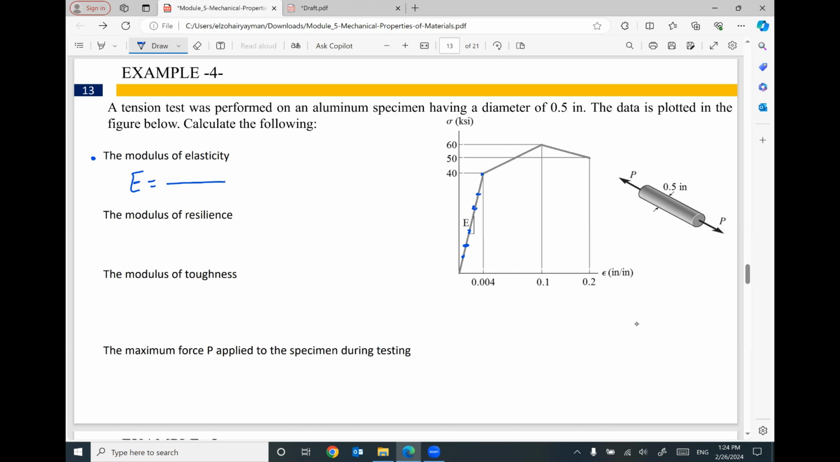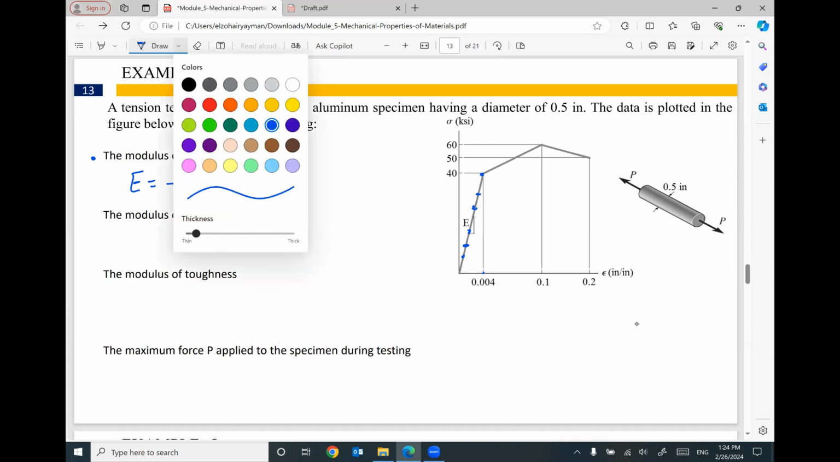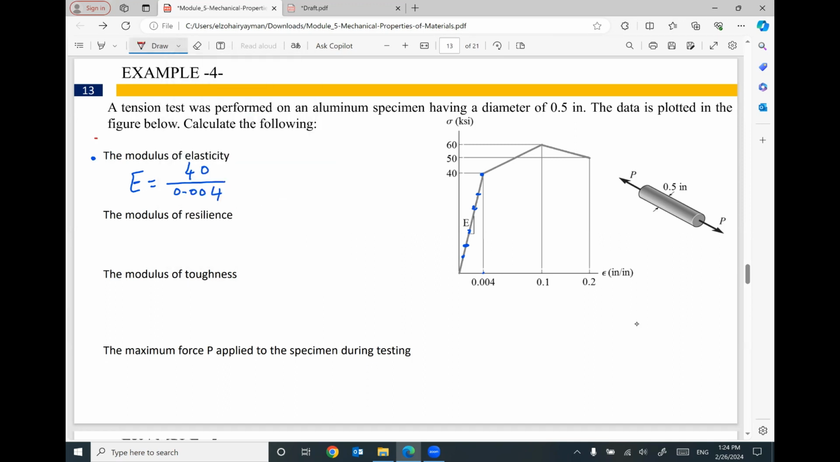It looks like we have only the last point of the linear relationship. The value of the stress is 40 and the corresponding strain is 0.004. Keep in mind the value of the stress is in KSI and the value of the strain is dimensionless. If you divide 40 by 0.004, the value of the Young's modulus will be 10,000 KSI. We are going to follow the same unit for the stress.